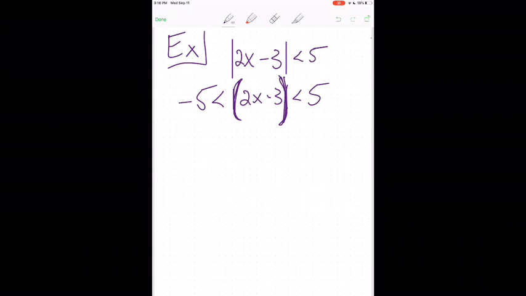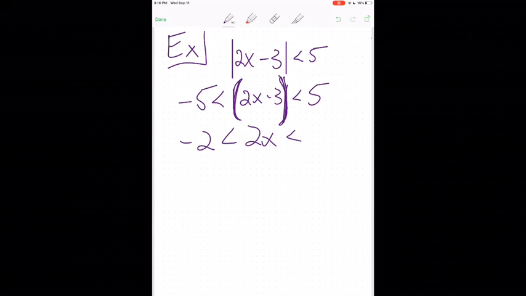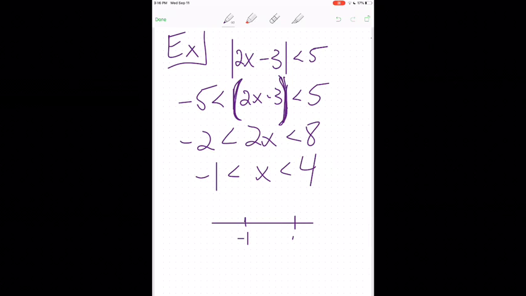So 2x minus 3 is less than 5 and greater than negative 5. Add 3 to each side. Negative 2 is less than 2x is less than 8. Divide by 2: negative 1 is less than x is less than 4. So we know that our x needs to fall in this range. Let's check just to make sure it works. I'm just going to put negative 1 and 4, and check a number in between.